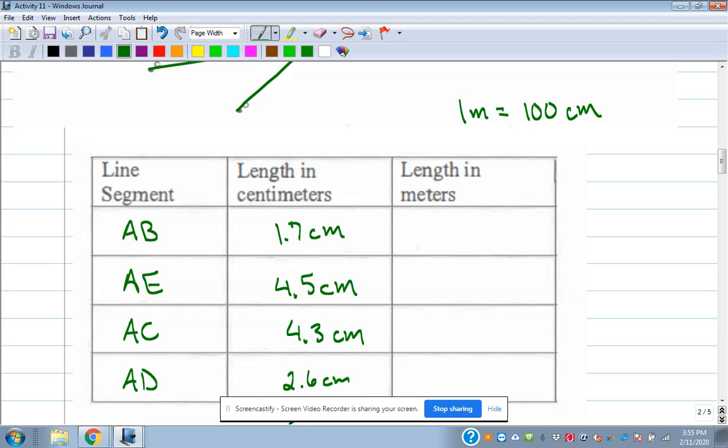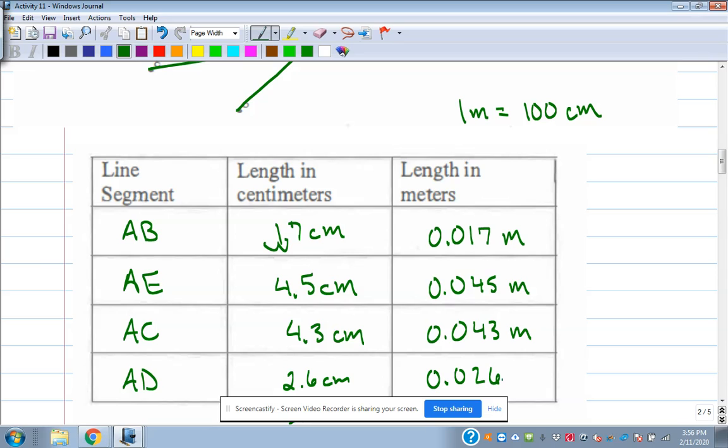So every meter has 100 centimeters in it. So what that's going to do is move the decimal place. 1.7 centimeters is going to move the decimal place 2 places to the left. So that's going to be 0.017 meters. And this would be 0.045 meters. This would be 0.043 meters. 0.026 meters.